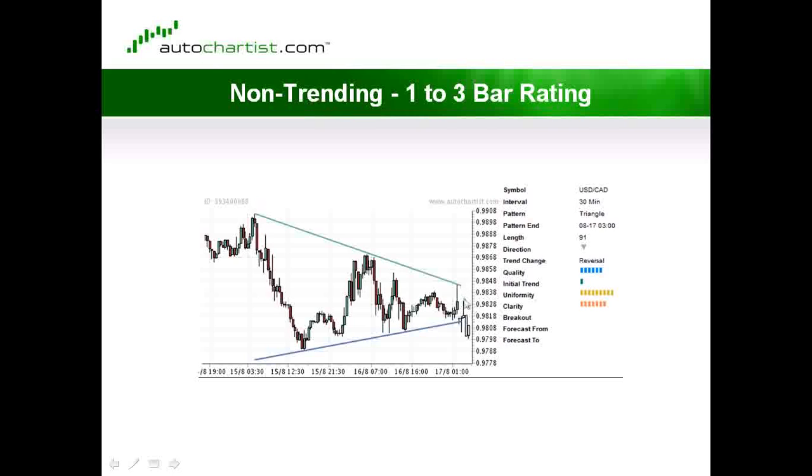So this is what is meant by a 1 bar initial trend quality pattern, that there's just this gradual compression, and as I said before, a triangle pattern is non-trending, so this is the lowest form of the non-trending pattern that you can get.